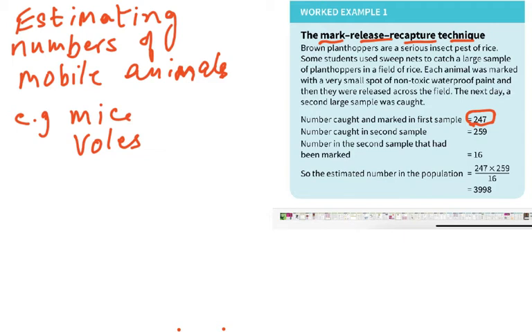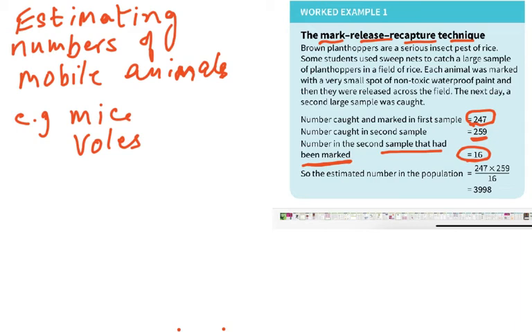Then the next day you catch them again, and this time you caught 259. So the first time you caught 247 and the next time you caught 259. Now in the second sample, how many were those that you had caught on the first day, the ones that were marked? And those were 16.